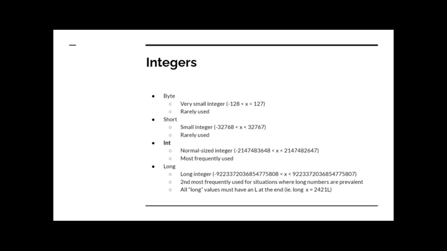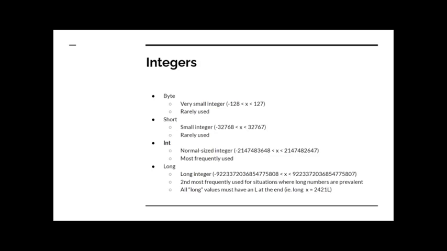Now, we have integer values, which are normal sized integers. And what we are talking about by normal size is from negative 2 billion to 2 billion. And they're the most frequently used in programming. You will also use these very frequently in the realm of FTC.